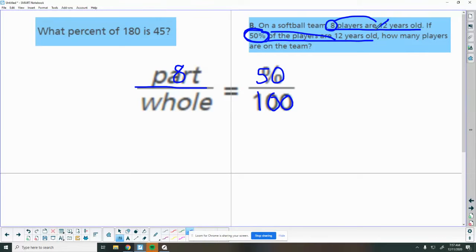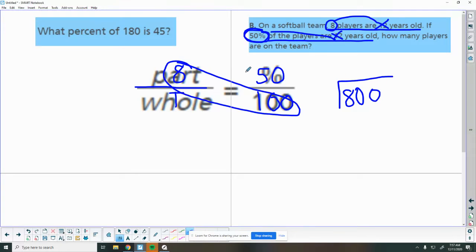So this number 12 is just telling us how old they are. It's not actually going to be part of our problem. And so we're looking for the total number of players on the team. So we're going to do 8 times 100 is 800. And then we're dividing that by 50.